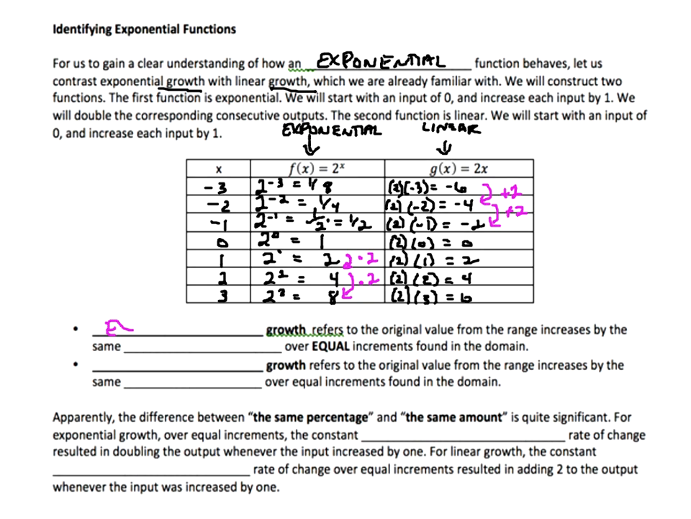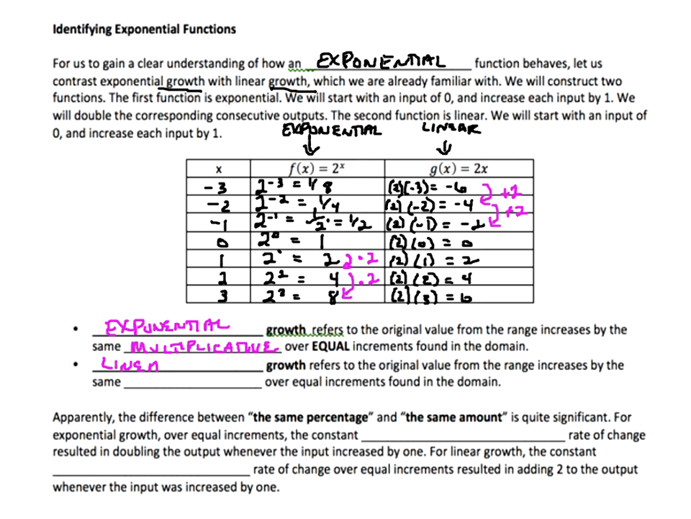So exponential growth refers to the original value from the range that increases by the same multiplicative, in this case 2, the thing I'm multiplying by, over equal increments found in the domain. So notice I'm just moving up by 1 in my domain, but it's taking that and multiplying another time by 2 every time I move up 1 in my domain.